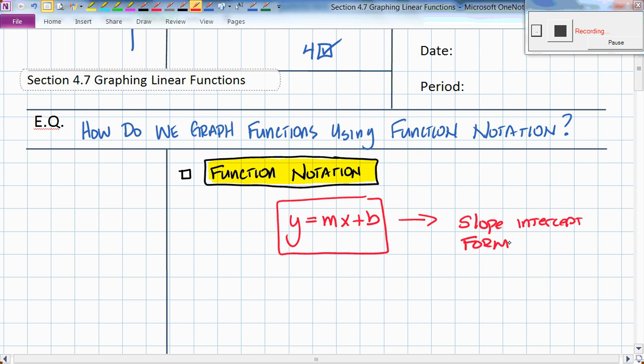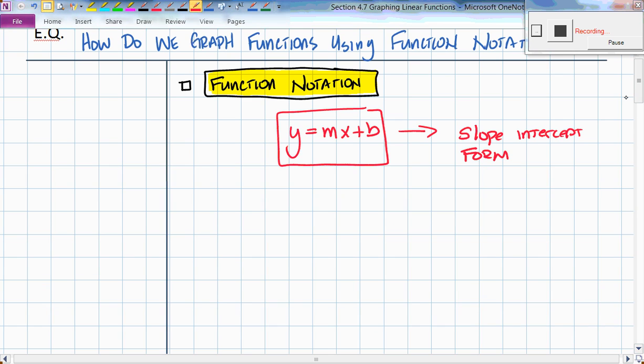Okay, now I'm going to change one thing for you. I'm just going to change one thing. That thing that I'm going to change is this. What did I change? Yeah, I changed the y to f of x. That's the only thing I changed, correct? So I changed the y to an f of x. Everything else stayed the same. You guys agree with that part so far?